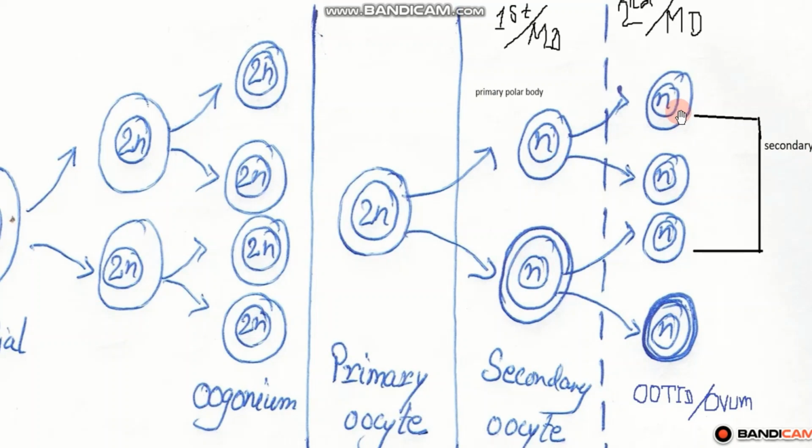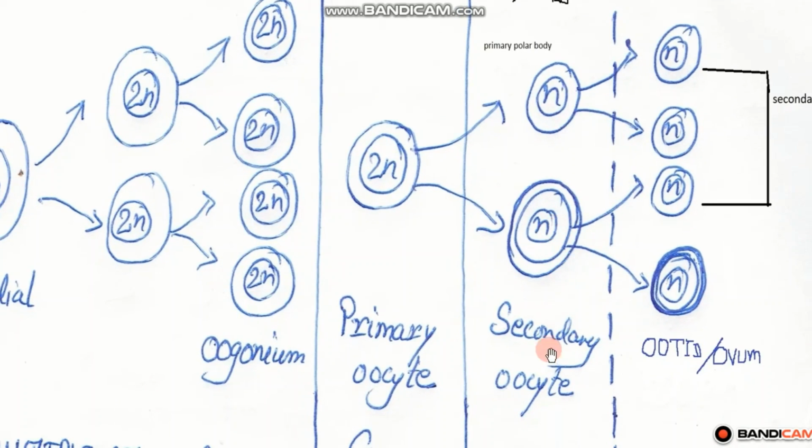Both cells will divide again to form two cells each. But the cell which contains less cytoplasm and fewer nutrients will also divide, and this cell forms two more polar bodies. It is not a good cell, it has very little material. It will never form an ovum. It will never convert into an ovum. And the second cell, the normal cell, is known as the secondary oocyte.